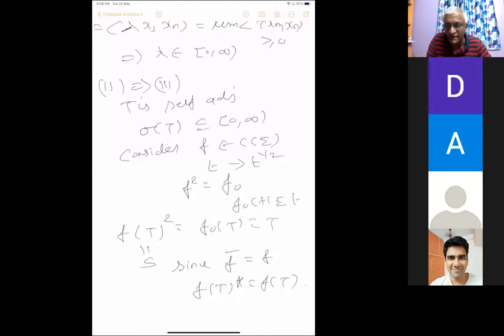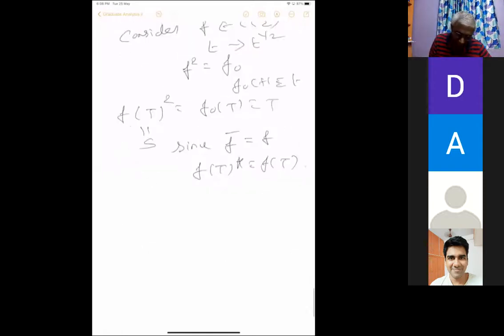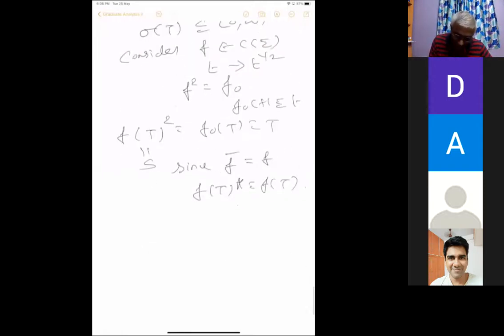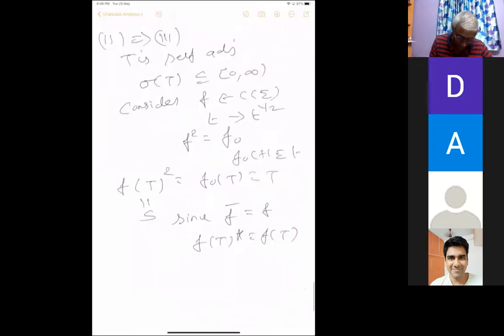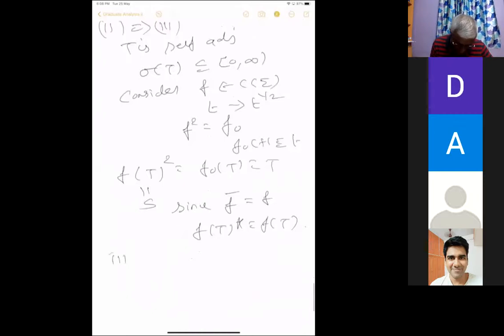I mean, it takes values in the real line. So f bar equals f. So the functional calculus also is self-adjoint. Because of that, we have that there is a self-adjoint operator S such that S squared equals T. This is the nice thing about functional calculus.